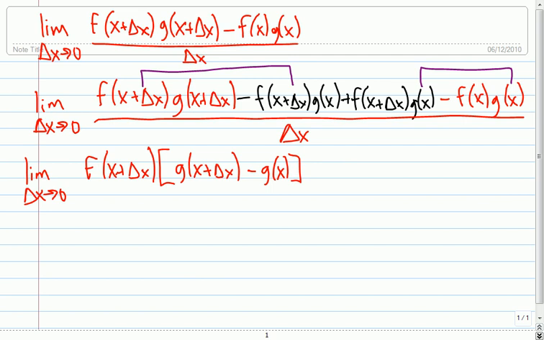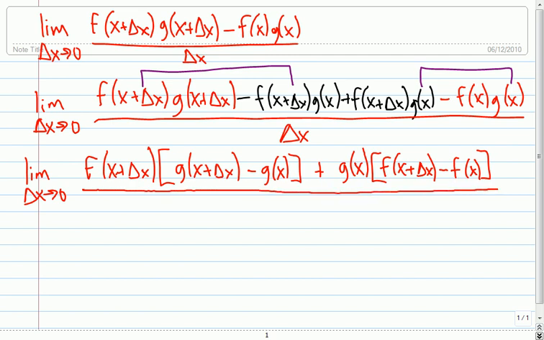And then from that, I'm going to add g of x times f of x plus delta x minus f of x. Okay, so far, once I got past that creative addition I made in black, all I've had to do here is factor out. Now some of you at this point might recognize where we're headed. You might say, oh, that looks a little bit like something, and when you recognize something that looks familiar, you can pull it out of the limit.